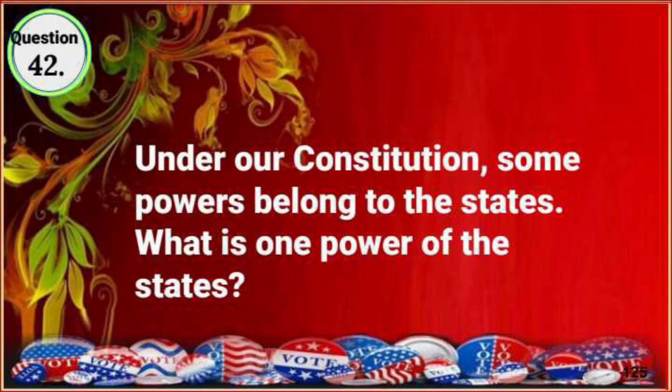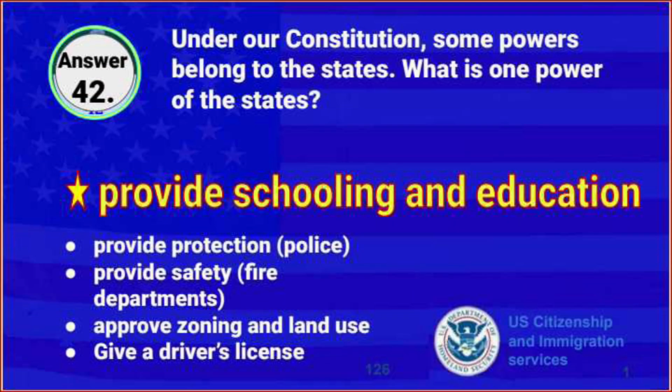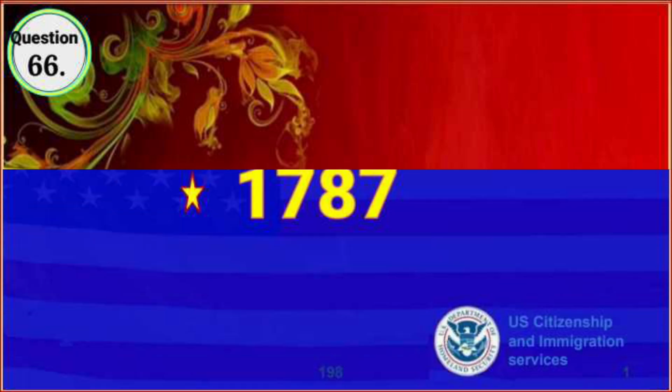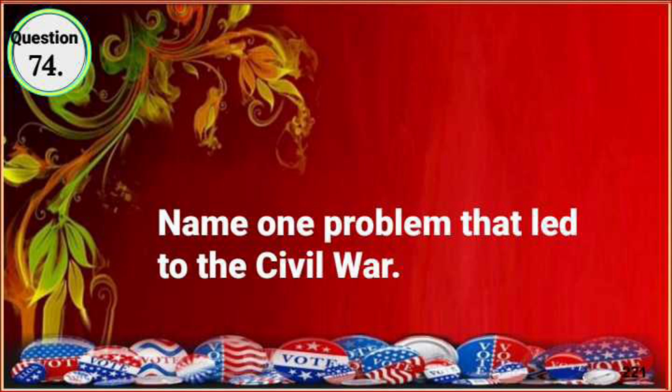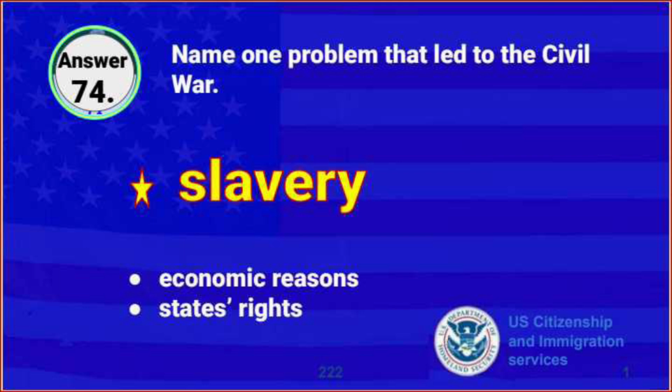Under our Constitution, some powers belong to the states. What is one power of the states? Provide schooling and education. When was the Constitution written? 1787. Name one problem that led to the Civil War. Slavery.